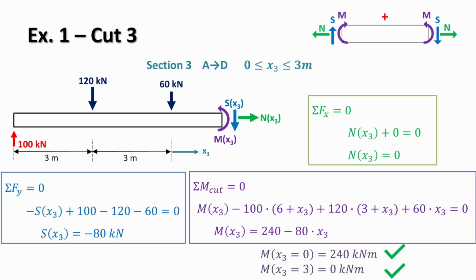Once again, we can evaluate the bending moment at the two boundary points. At the start of the section, when x3 equals 0, that corresponds to point C, and we get 240 kilonewton meters. This matches the value that we obtained previously, which confirms continuity. At the end of the section, when x3 equals 3, we get 0, and this is exactly what we expect at a simply supported end, where the bending moment must be 0. These two conditions provide us an important check to ensure that the analysis is correct.